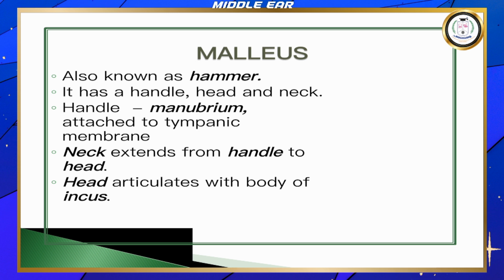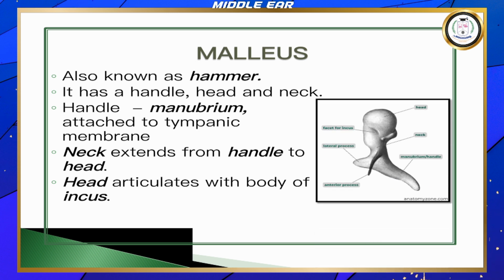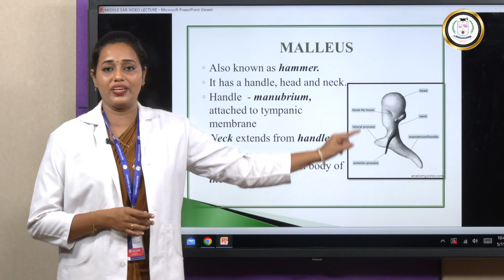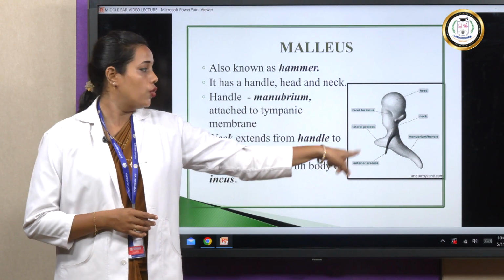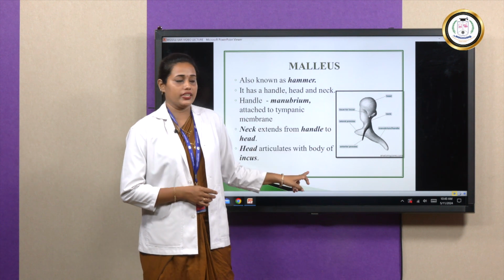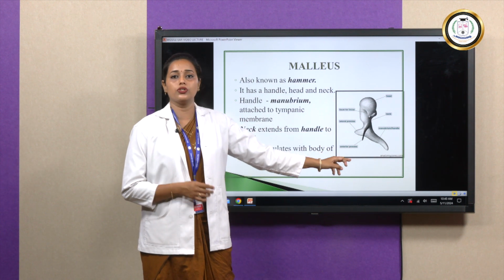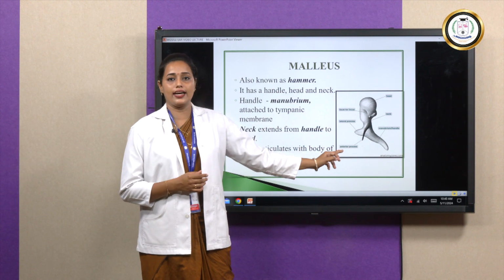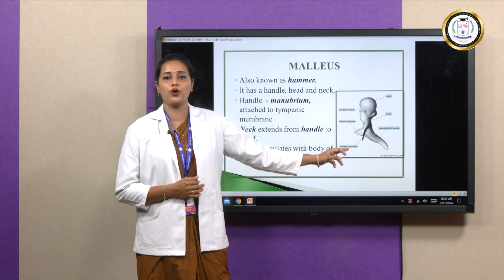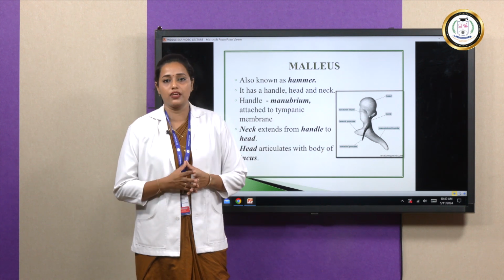First, we'll start with malleus. Malleus is also known as hammer. It consists of three parts: the head, the neck, and the manubrium. This manubrium is also known as handle, and the neck is a connecting structure between the head and the handle. The head of the malleus is attached to the incus, and the manubrium, which is also known as handle, will be attached to the structure called umbo, which is the highest point of convexity in the tympanic membrane.